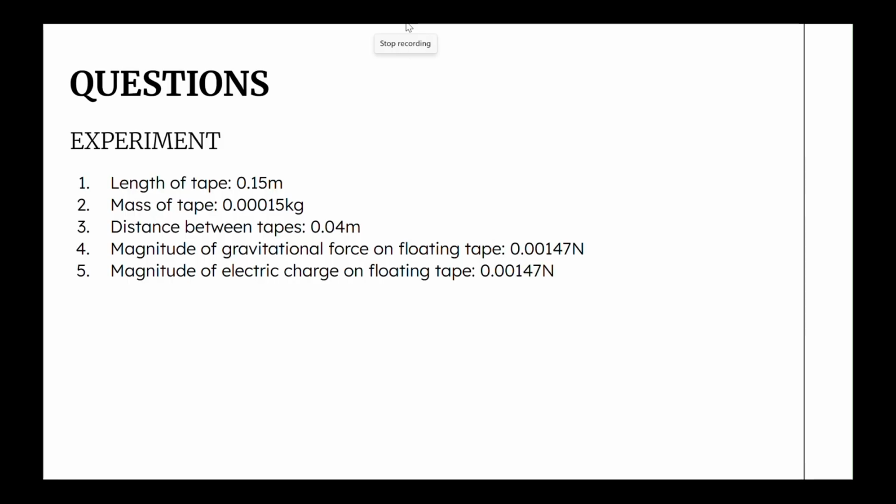To summarize the experiment, the tape length was 0.15 meters, the tape mass was 1.5 times 10 to the negative 4th kilograms, the distance between the tapes was 0.04 meters, and the magnitude of gravitational and electric forces was 1.47 times 10 to the negative 3rd newtons.